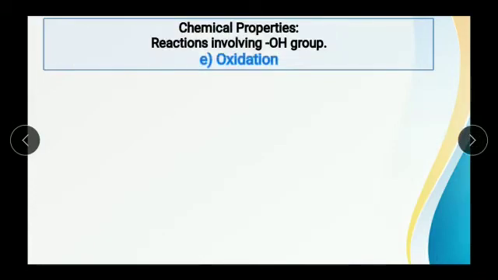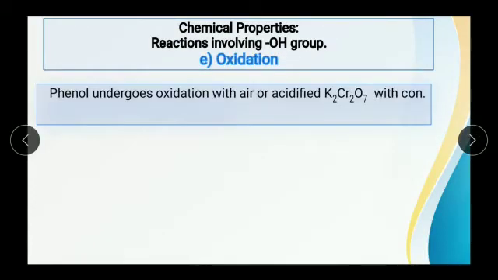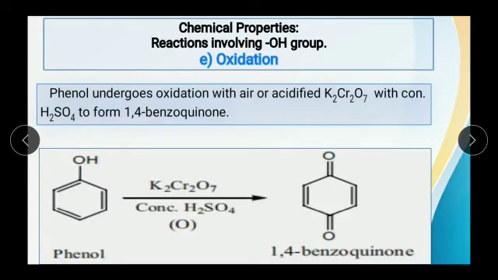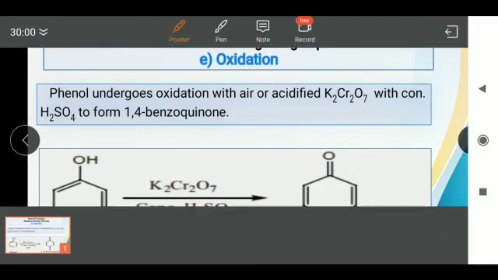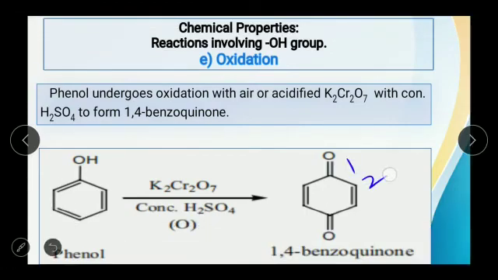Oxidation of phenol. Phenol undergoes oxidation with air, otherwise with acidified potassium dichromate. It is acidified with concentrated sulfuric acid, either by air or otherwise acidified K2Cr2O7 with concentrated sulfuric acid. It will give 1,4-benzoquinone. Potassium dichromate in combination with concentrated sulfuric acid is an oxidizing reagent. Here in the position of 1 and 4, it is getting oxidized.